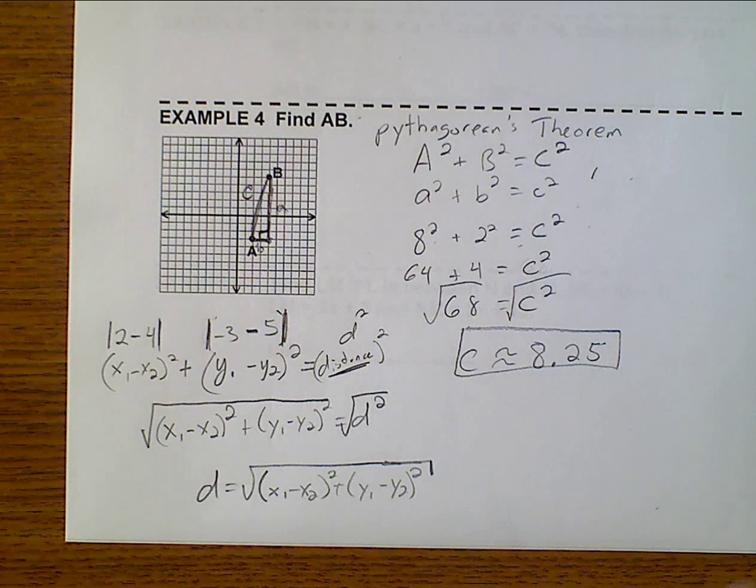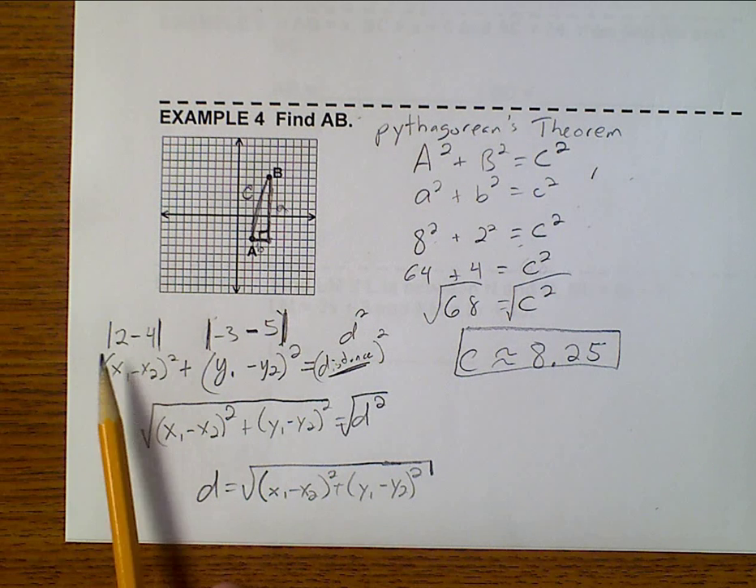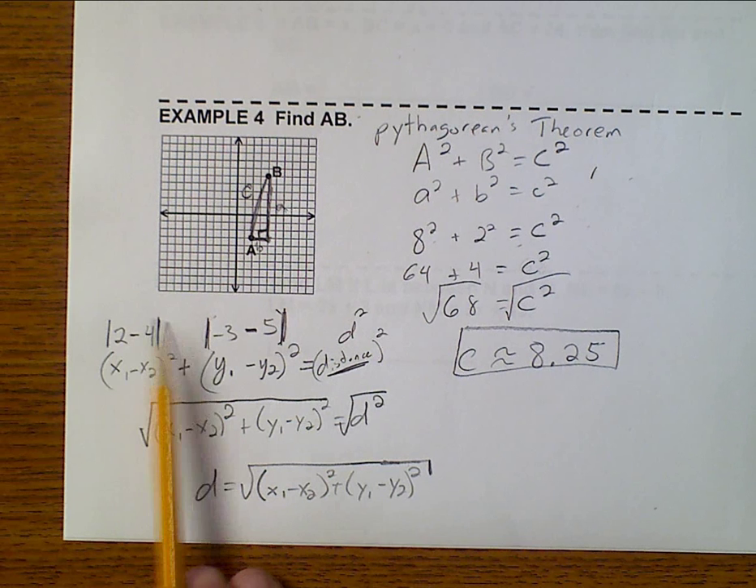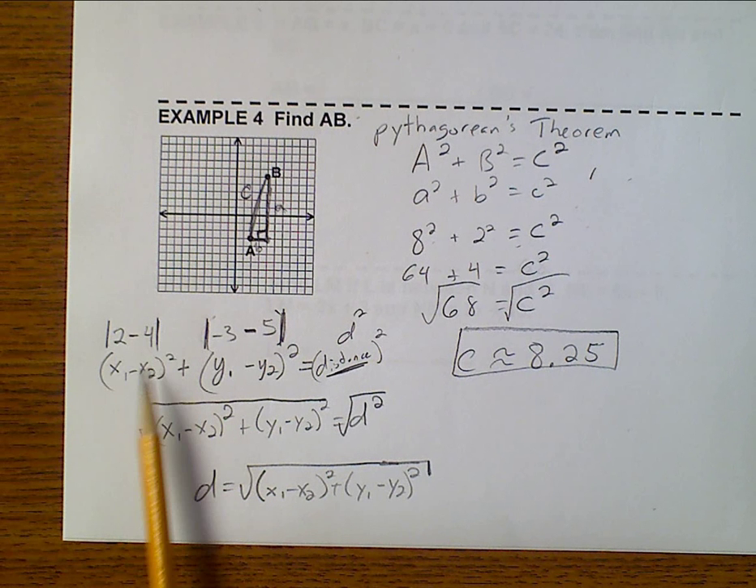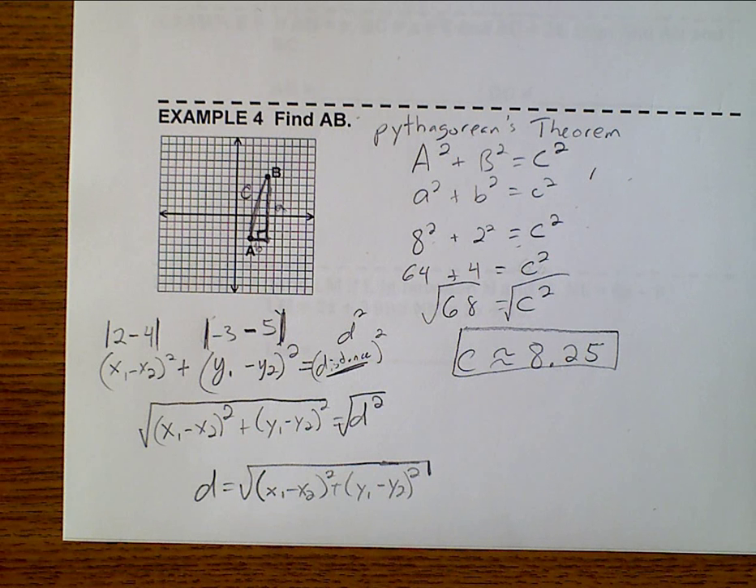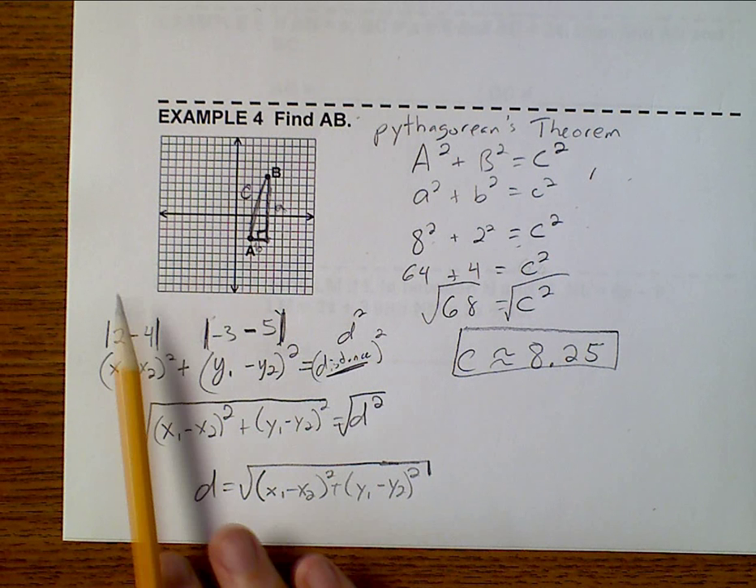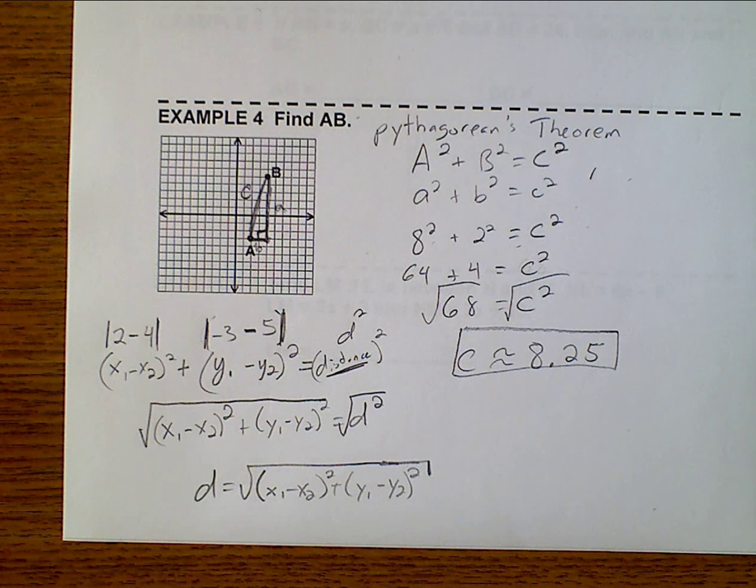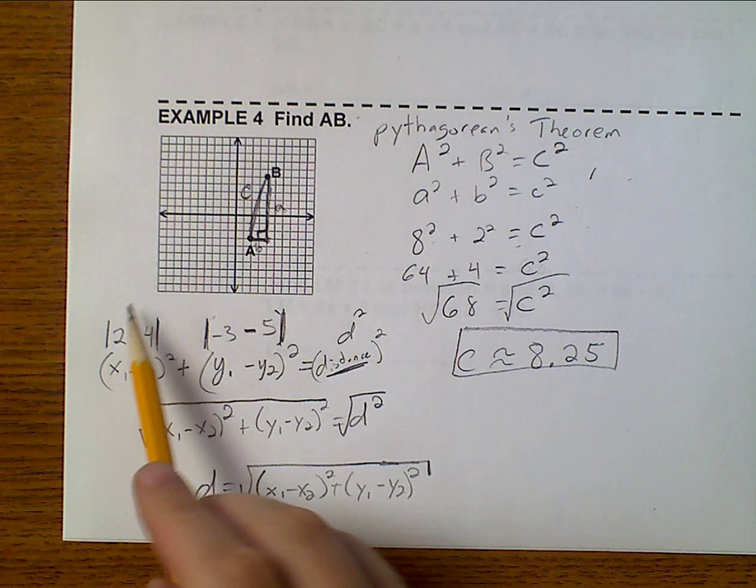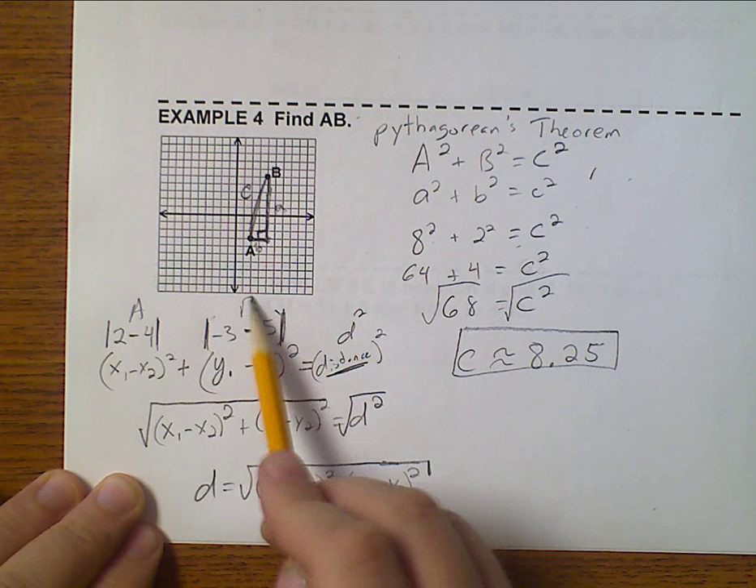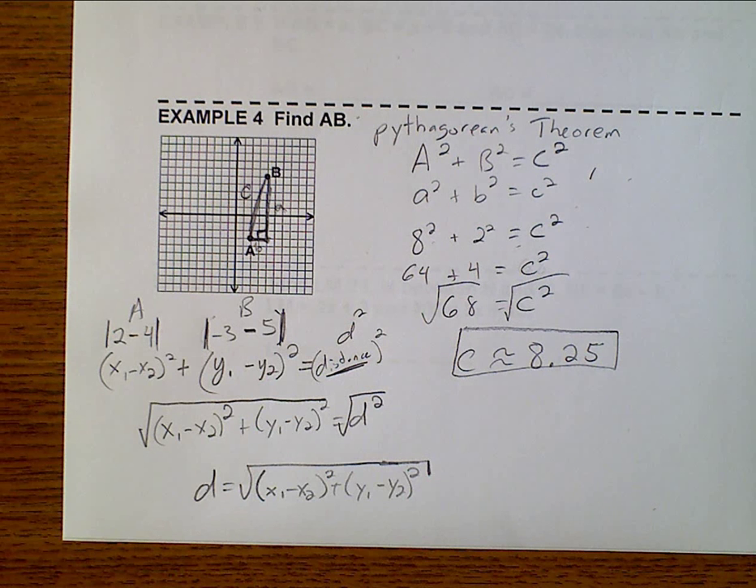Now you may point out, Mr. Nichols, you put absolute values here, you didn't put them there. Well, that's because anytime you square something, you make it positive. So I didn't need to do that. Okay? Again, this was A, that was B. Alright, so this is my distance formula.